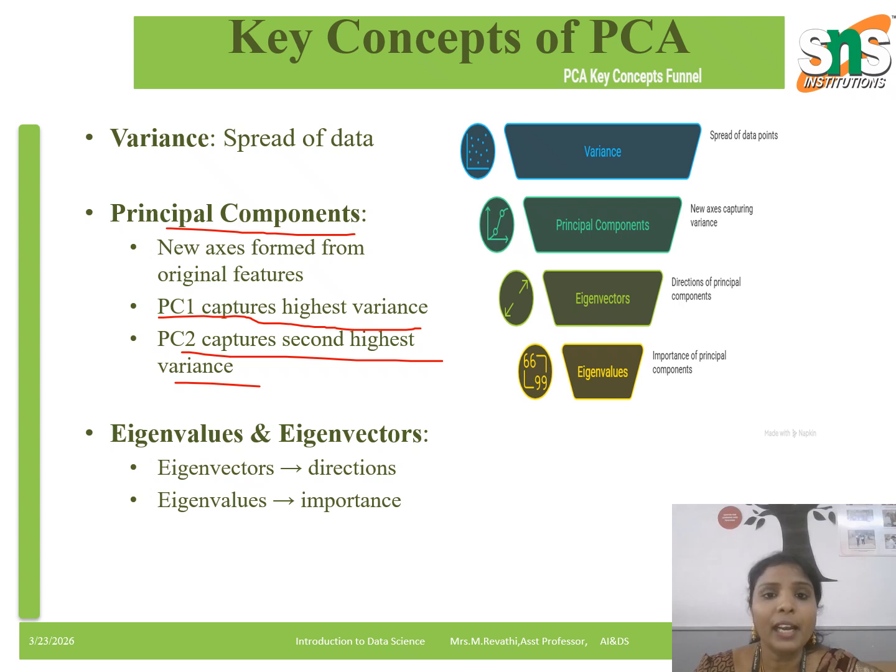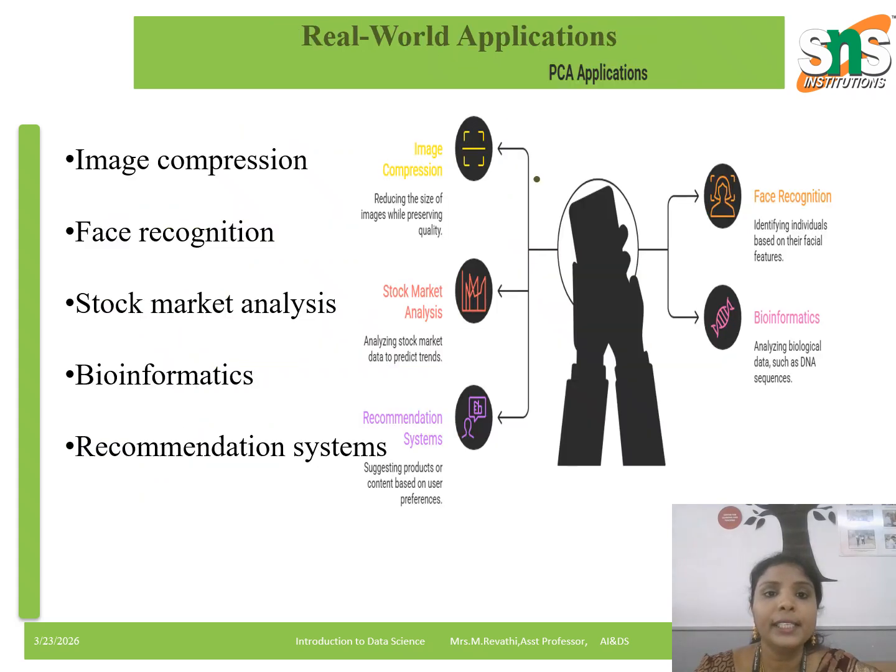Then we have eigenvalues and eigenvectors. Eigenvectors show the direction of the data. Then eigenvalues tell us how important the direction is. Is it clear?